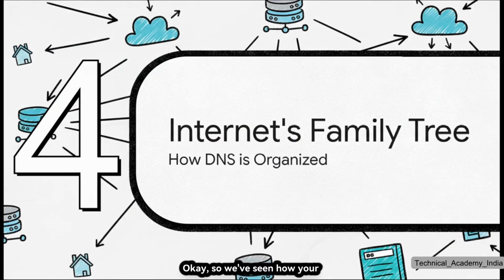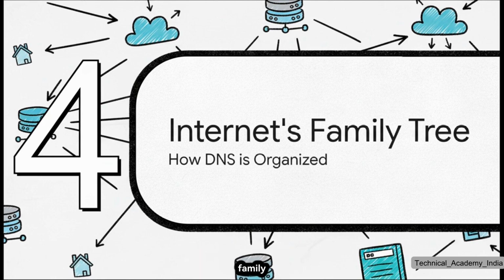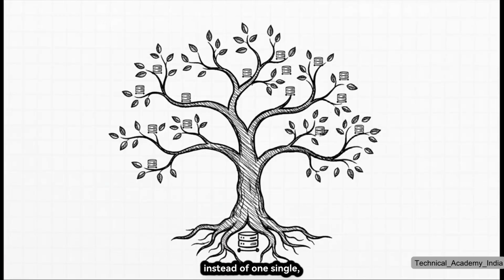Okay, so we've seen how your computer asks a DNS server for an address. But how in the world can one system possibly keep track of every single website on the planet? Well, the simple answer is, it doesn't. Instead, the whole thing is brilliantly organized like a giant family tree. Instead of one single, impossibly massive phone book, just picture this big tree of knowledge.